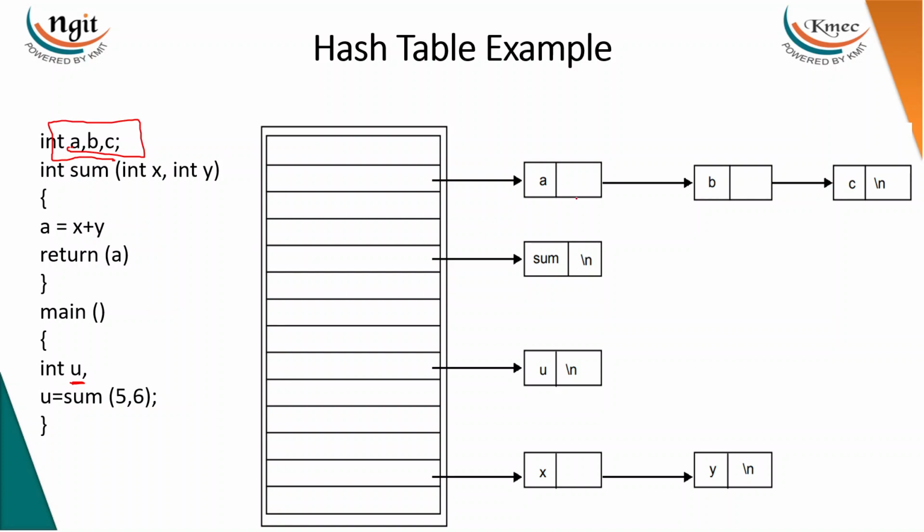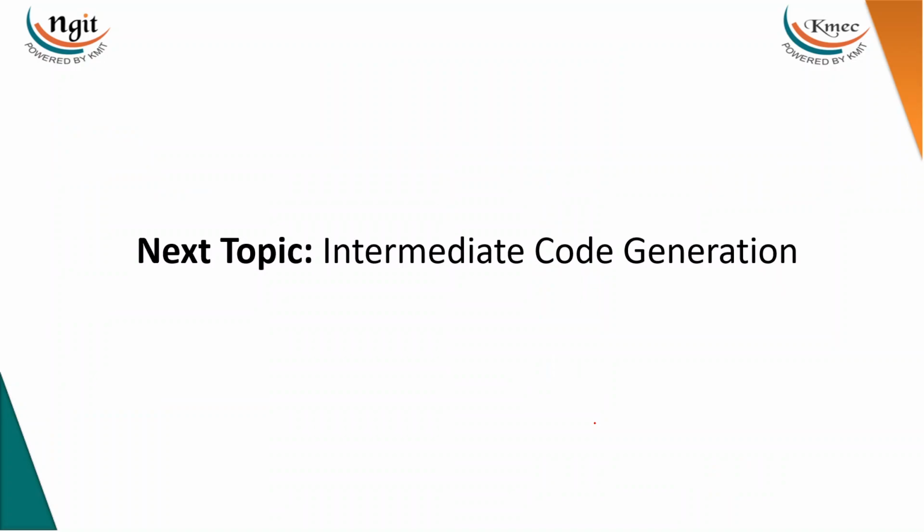Then you have to create A followed by B followed by C, because they are at the same level. Then sum is at a different level, so we create it separately. But again x and y are at the same level. That's the reason in the same record I've created x followed by y. So this is how we are going to insert the records into the hash table. That is the end of the symbol table. In the next video we'll discuss intermediate code generation, that is the fourth unit.